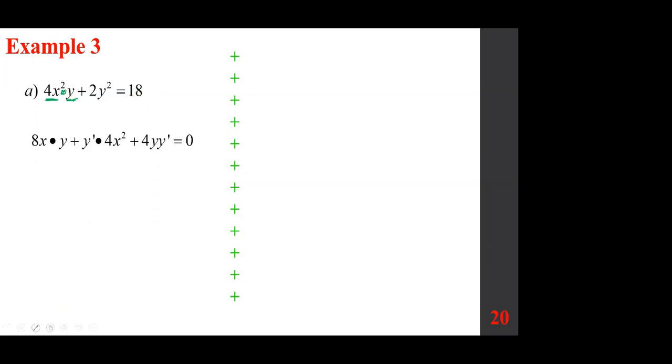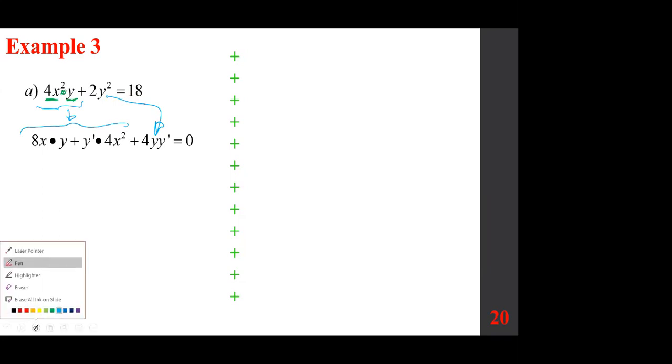So this is this part, everybody. And 2y squared gives you 4y prime. It's just simple. You have to move the 8xy. So we are going to move this to the other side, becomes negative.